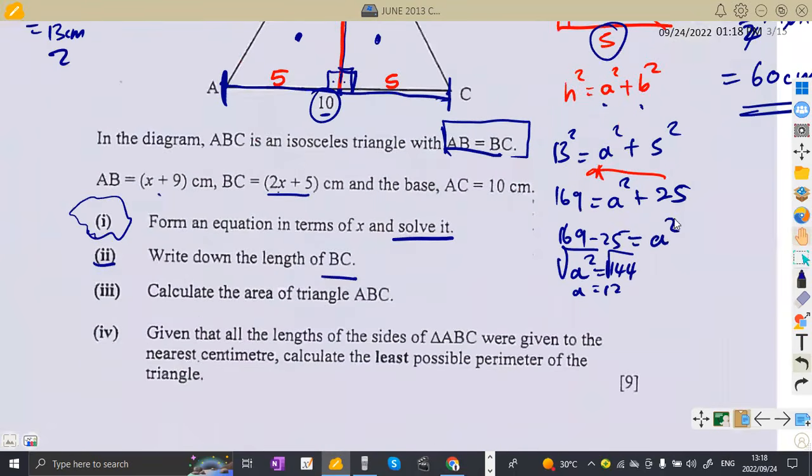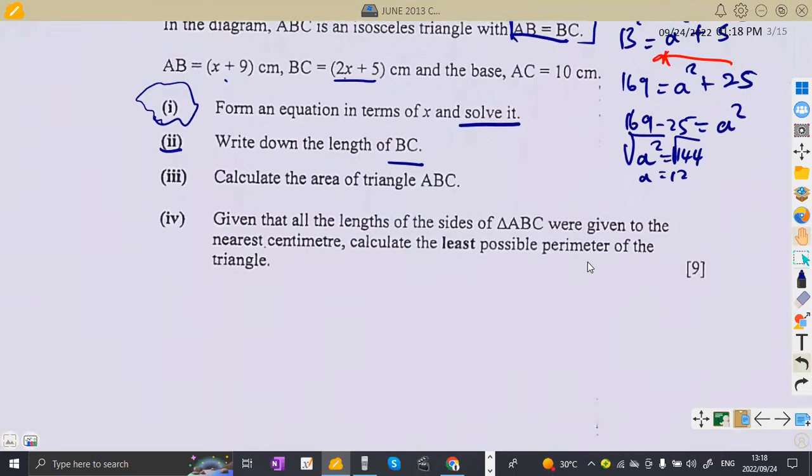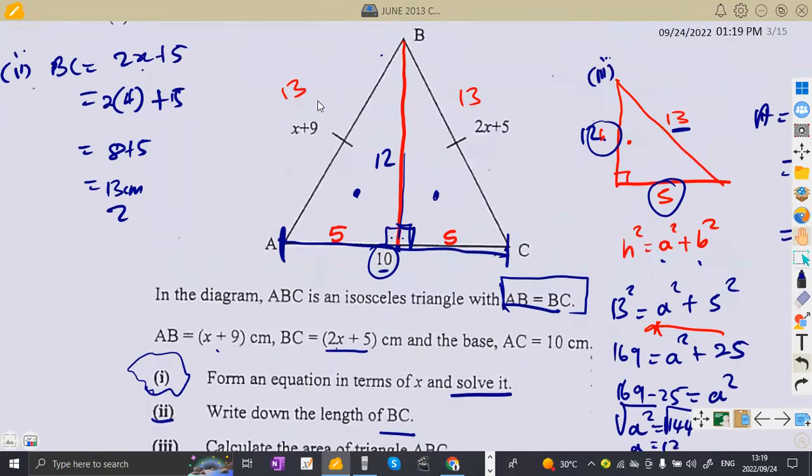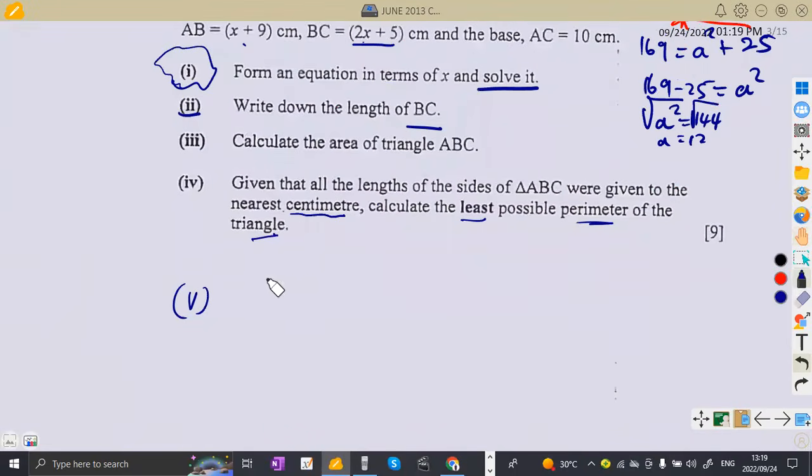Okay. Then we are now given that all these lengths that we are talking about, of this triangle ABC, were actually given to the nearest centimeter. Calculate the least possible perimeter of the triangle. So guys, take note, we are now working with the least possible values, which means we're talking about minimum and maximum values. So we are given that all these lengths we were given before have been rounded off, which means we're talking about 13, 13, and 10. These were the lengths that we are given.